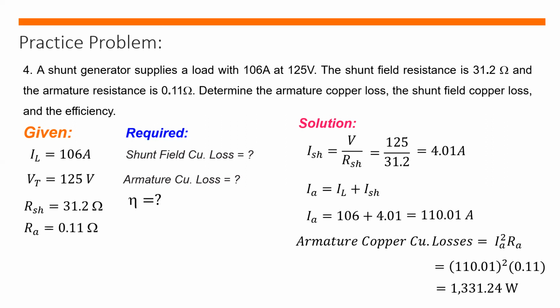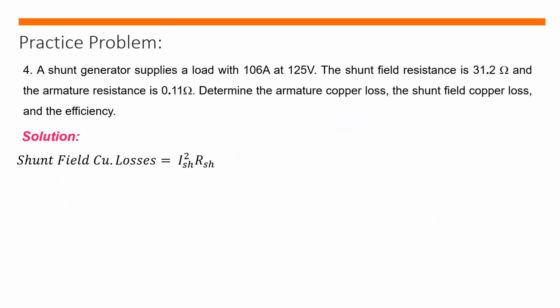Then we can now solve for the armature copper losses. So that is the square of armature current multiplied by the armature resistance. That is equal to 1,331.24 watts. And to solve for the shunt field copper losses, that is equal to the square of the shunt current multiplied by the shunt resistance. So that is 4.01 squared multiplied by 31.2 ohms. That is equal to 501.7 watts.